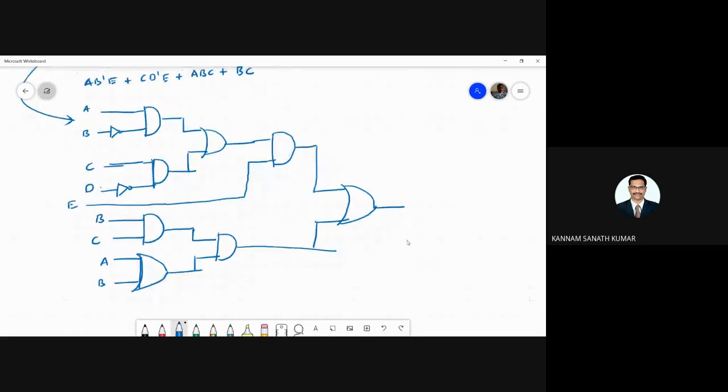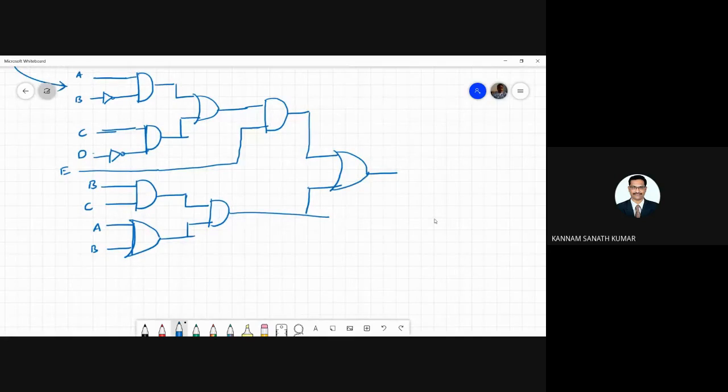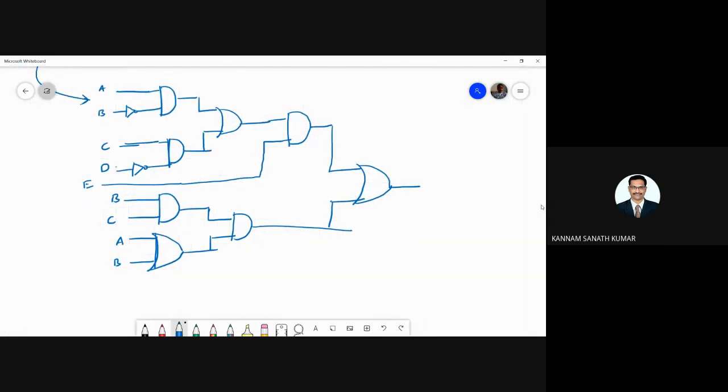Now you have to convert the given expression into the NAND realization. Wherever you have an AND gate, you replace it by placing the bubble at the output side, and wherever you have an OR gate, you place the bubble at the input side.